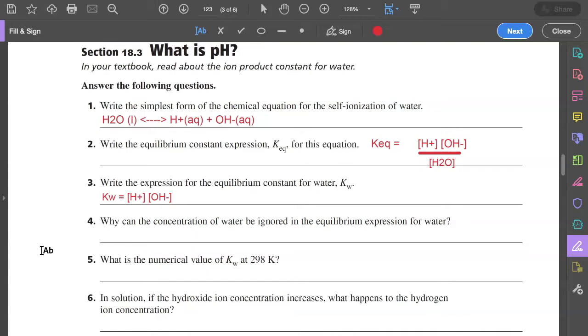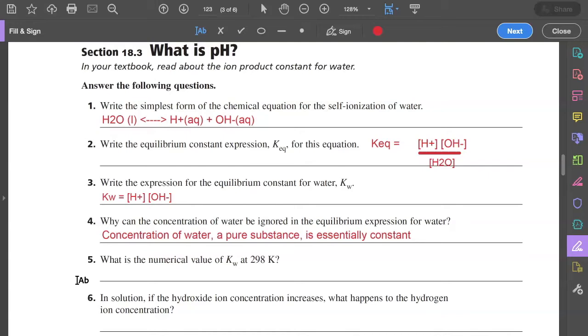Why can the concentration of water be ignored in the equilibrium expression for water? Man, I keep answering these beforehand. I got to stop doing that. And go. As I said before, that's because the concentration of water, which is a pure substance, is essentially constant, and we don't use those in our K expressions.